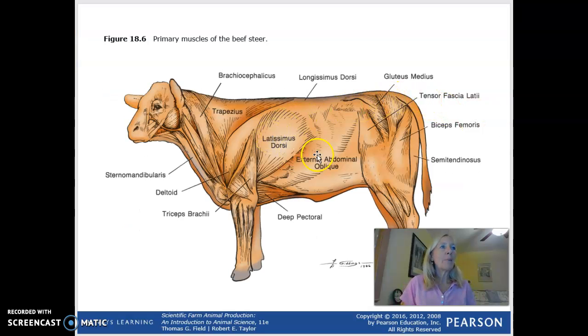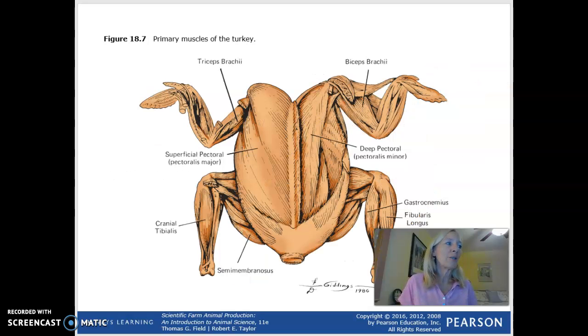So here are the primary muscles of a beef steer. If you are going to study animal science and maybe you are thinking about a career in meat science, that is part of the study. You have to understand all the muscles of the animal's body. And remember, all of these muscles are what we eat in terms of muscle tissue for food. Each muscle has its own characteristics and cooking qualities. We talked about that in an earlier lecture.